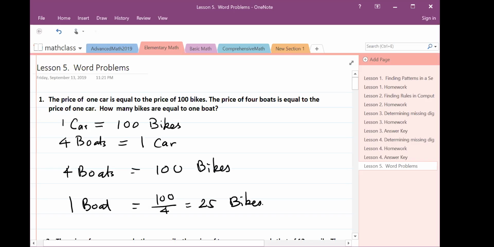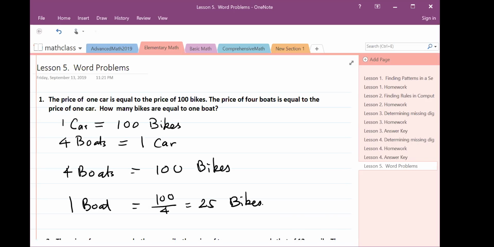Something arrived late, so I'm going to explain this problem again. We're studying word problems today. The word problem is different from the problems I gave you before, where you are given numbers and just do the computations. But here you have to understand the given data, analyze the data, write down the relationships and simplify them. When you say the price of 1 car equals the price of 100 bicycles, you should write 1 car equals 100 bicycles.